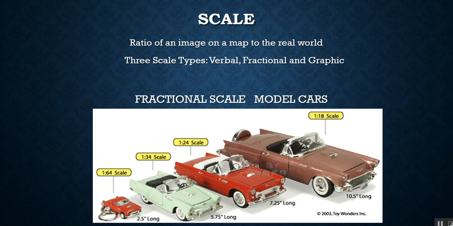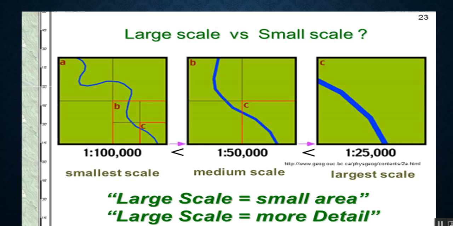or smaller fractional scales. So another way that you can look at this is by looking at this slide, and this slide was directly from our last slideshow. So basically, the larger scale versus small scale. The smallest scale is the 1 to 100,000, and the largest is the 1 to 2,500.